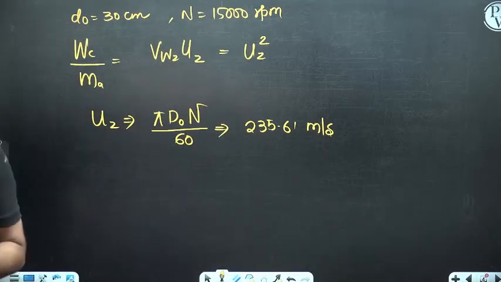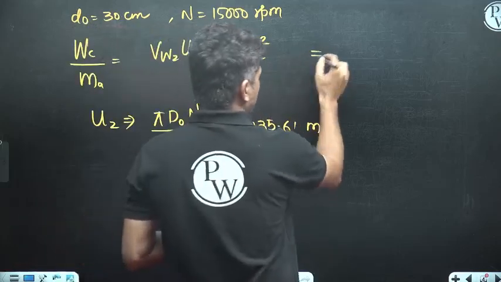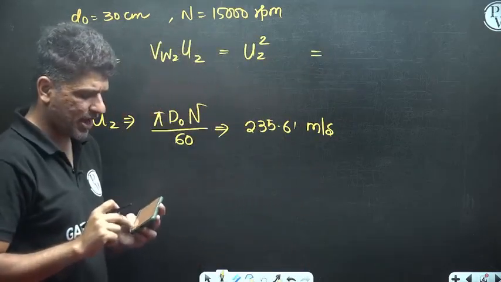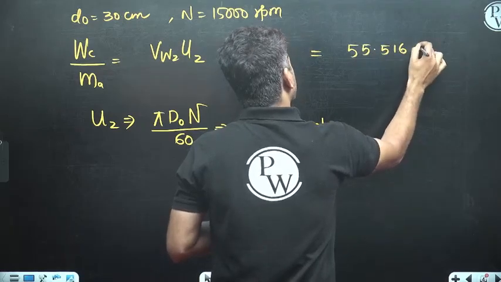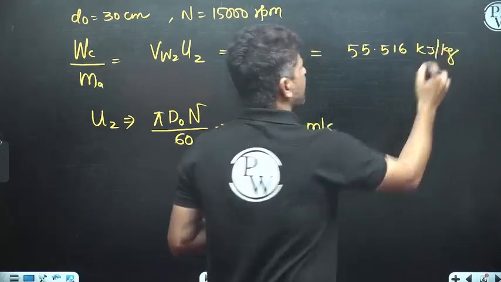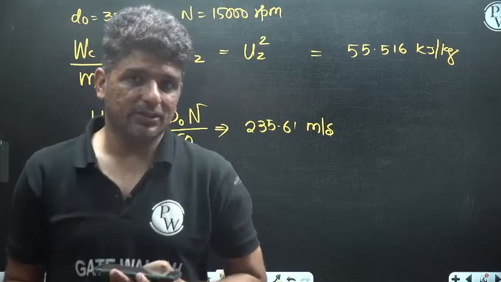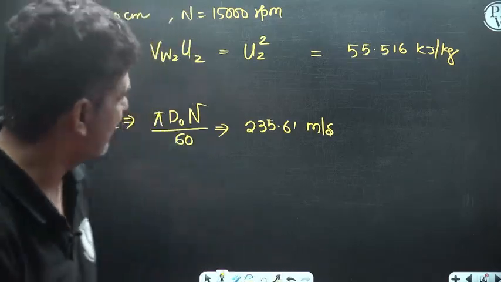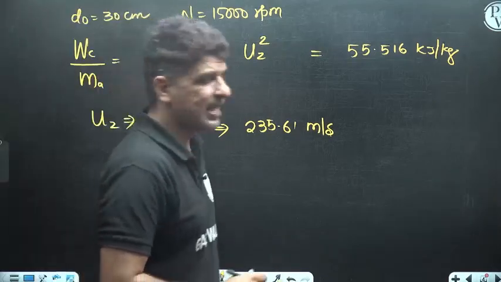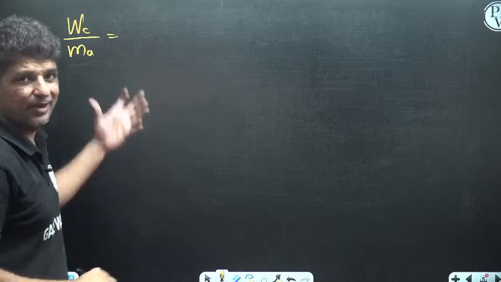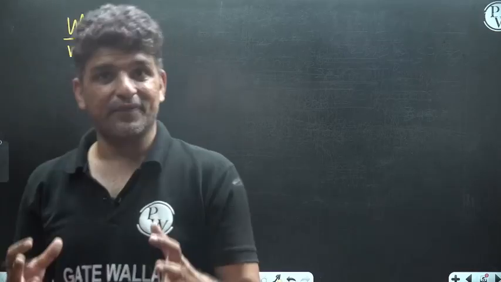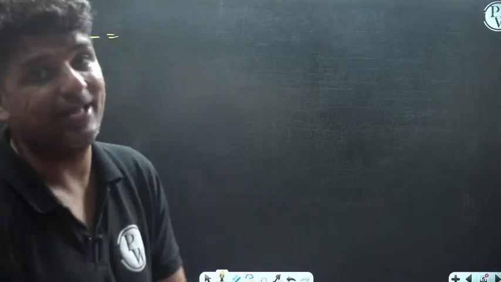From here you can calculate the work required per kg of airflow. If I make the square of this, it will come out to be 55.516 kilojoule per kg. So, the amount of energy that you are adding to the compressor per stage is 55.516. And now we know that the work required per stage, work of compressor divided by mass flow rate of air, will be equal to what? In case of an air compressor, this exactly goes into the enthalpy.